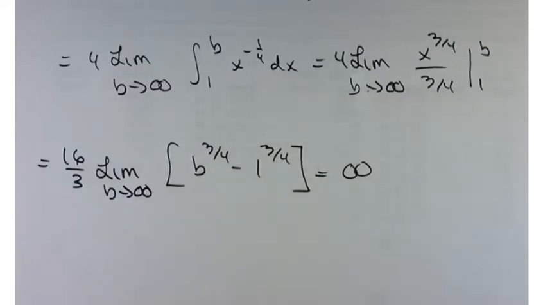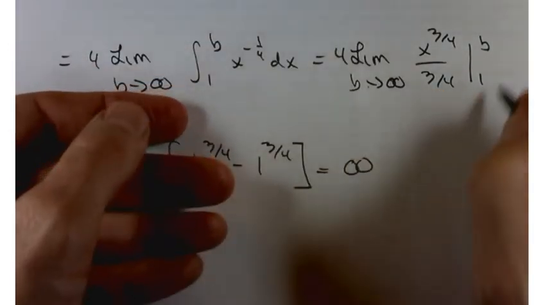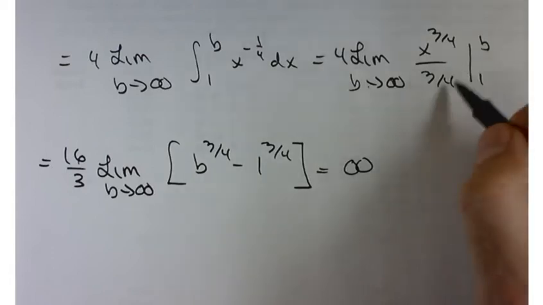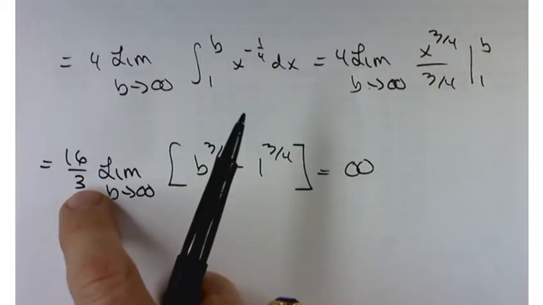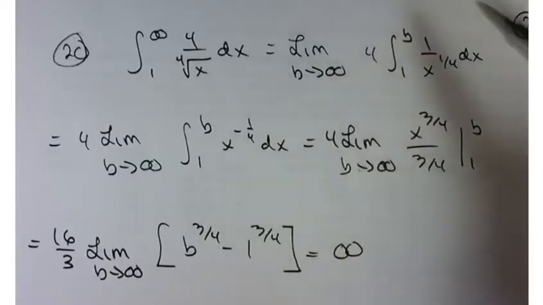Okay, so dividing by 3/4 is the same thing as multiplying by 4/3. So 4/3 times that is where I get the 16/3. Okay. Liam? I was just curious, could you have a limit for a and b? You could have limits on both ends, sure. Yeah. You could.